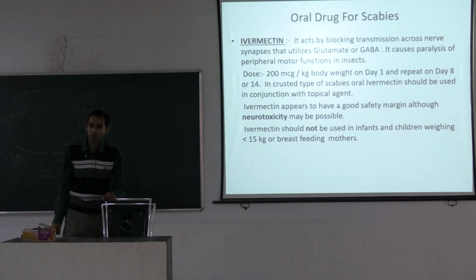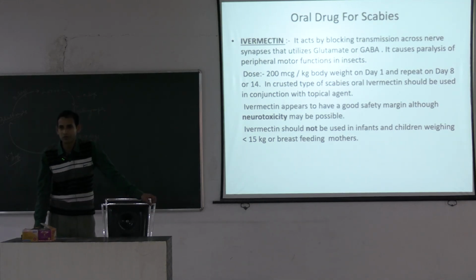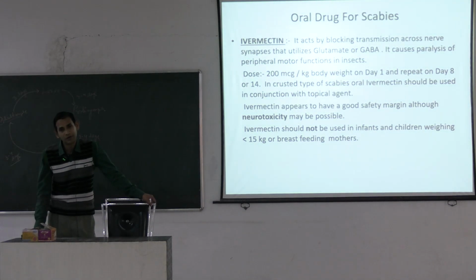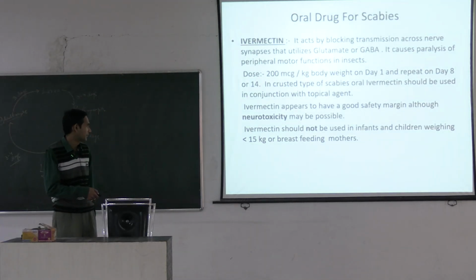Now the dose. What dose of ivermectin is used? Ivermectin is used at 200 microgram per kg body weight on day 1, and it can be repeated at day 8 or day 14. That means one or two weeks later ivermectin can be given.